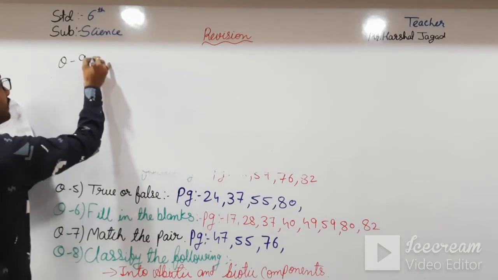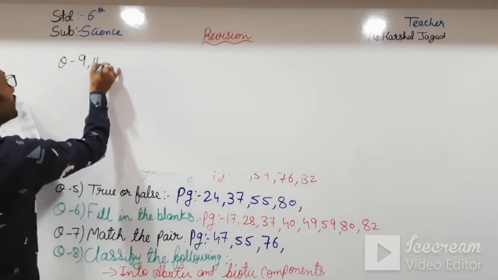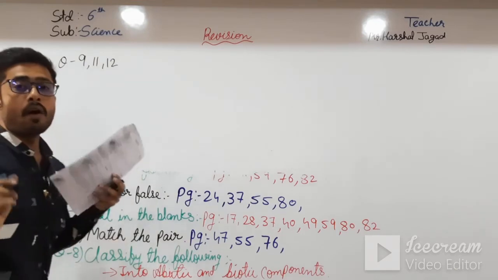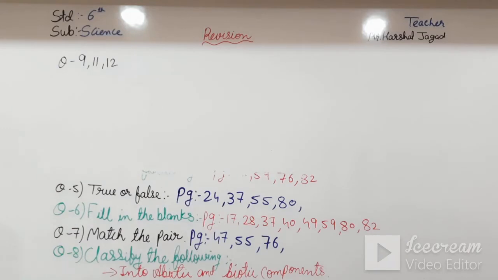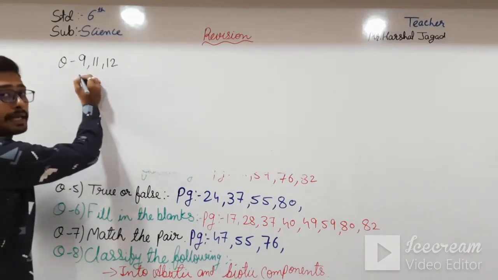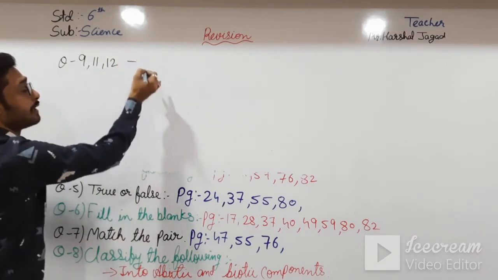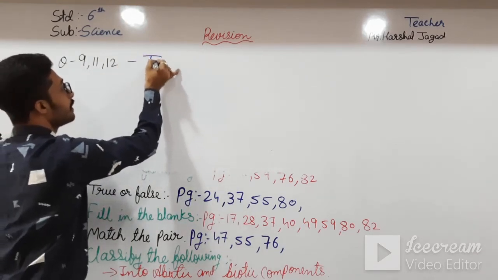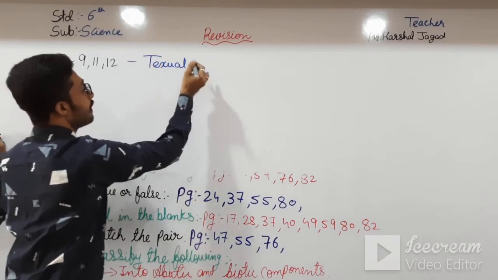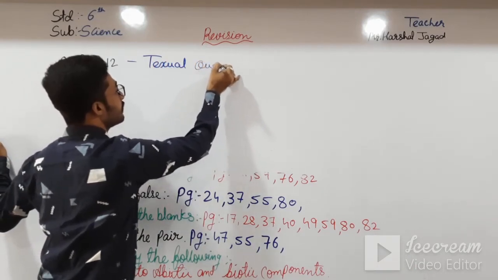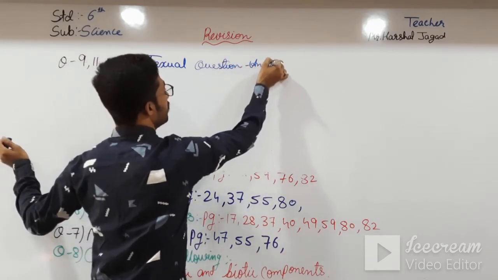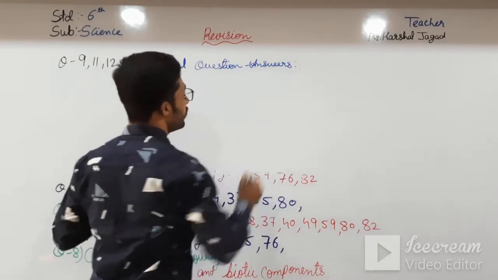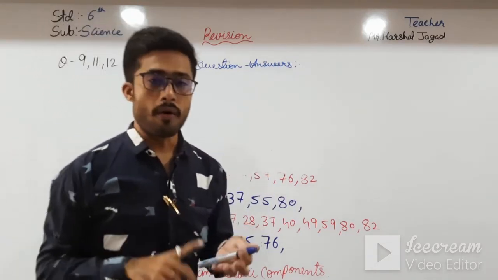Question number 9, 11 and 12, all I have asked from the textual question answers. Here I am just writing that. Question number 9, 11, 12 will be from textual question answers. And you have to just separate out all that.